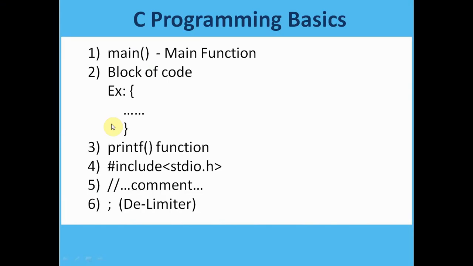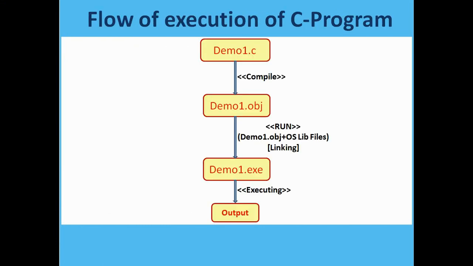Right. So this is the programming basics of C language: main function, block of code, printf function, hash include, comments and delimiter. Next, finally we'll understand what is the flow of execution of a C program internally.